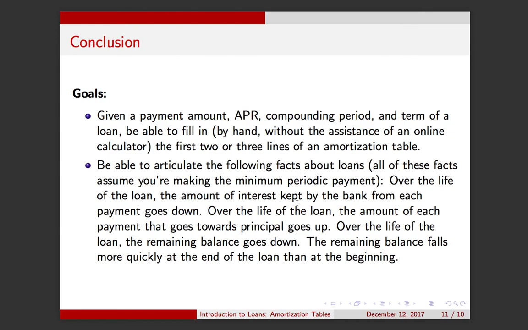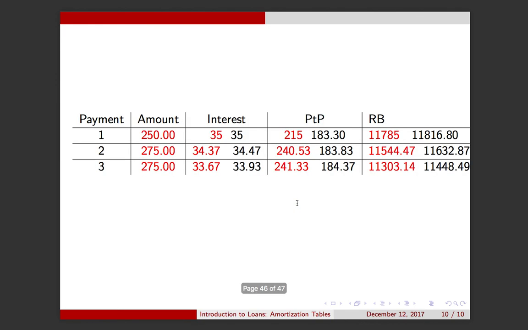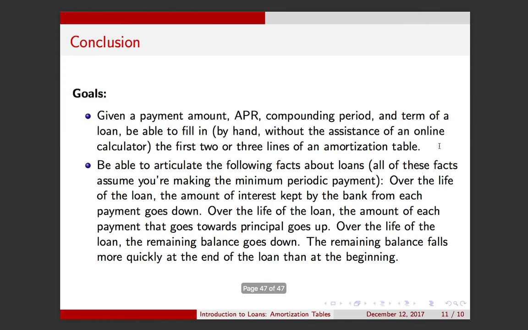And finally, over the life of the loan, the remaining balance goes down. Okay, so what's happening here? The amount that you owe to the bank should be going down over time as you make your payments. If the amount you owed them were going up, then you are getting really screwed by the terms of this loan. If the amount that you owe is going up, then you might never pay off the loan in your lifetime. Okay, the amount of the remaining balance has to go down.